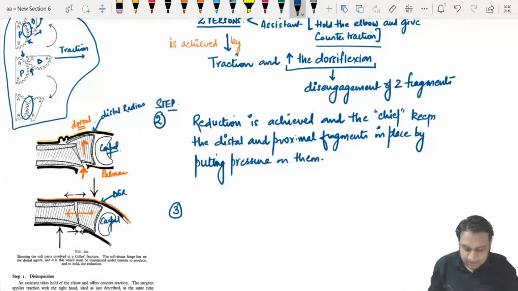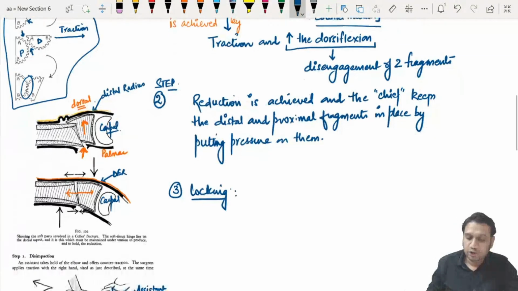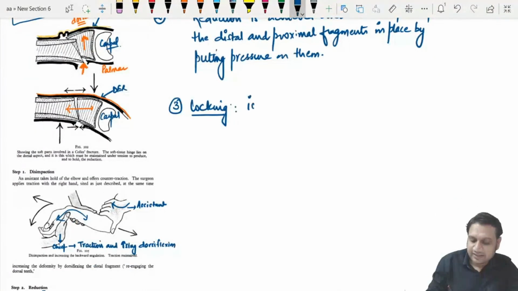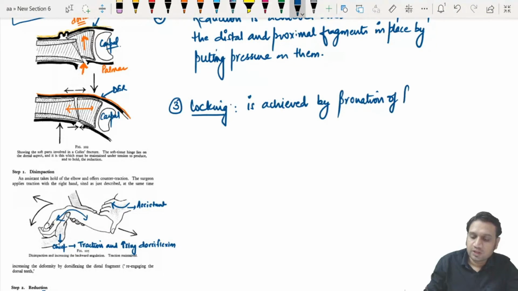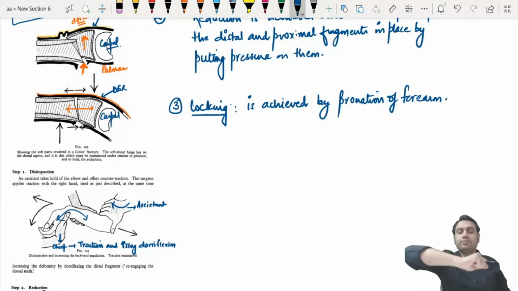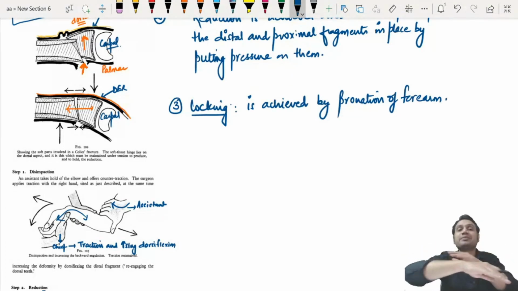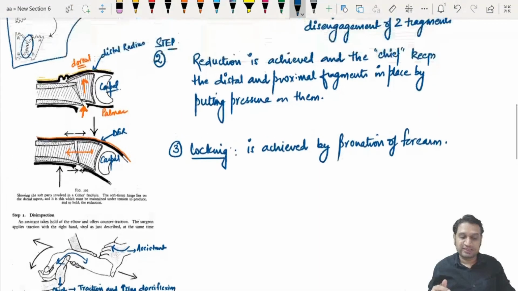Step 3 is locking. How is the locking achieved? Locking is achieved by pronation of the forearm, because we know the lower third has the attachment of the pronators. So once the forearm is moved into pronation, the pronator muscles will not allow the displacement. So these are the 3 basic steps.